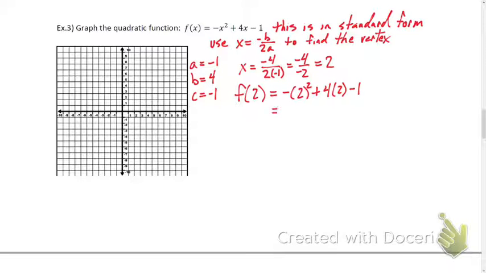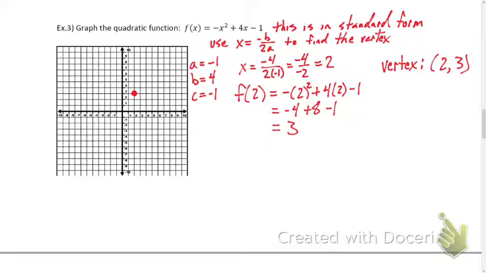And then I can get the vertex. So that looks like 3. And I know my vertex is at 2, 3. So make a dot there. I need 2 more dots, and it does open down, so it does something like this.